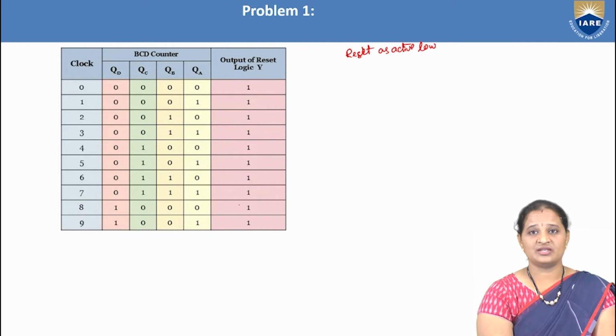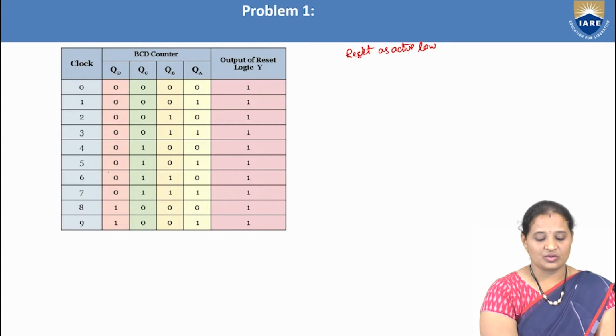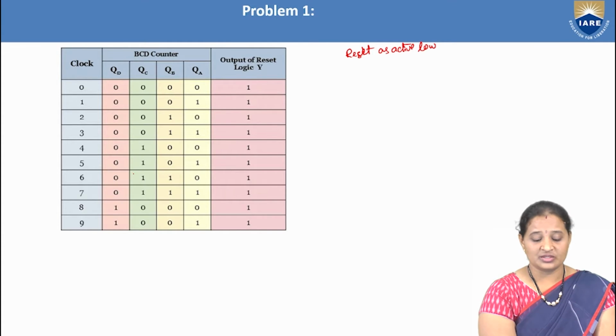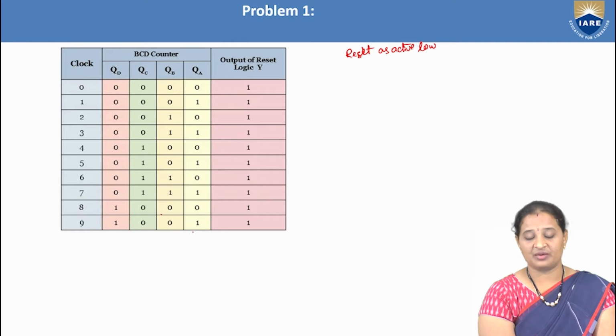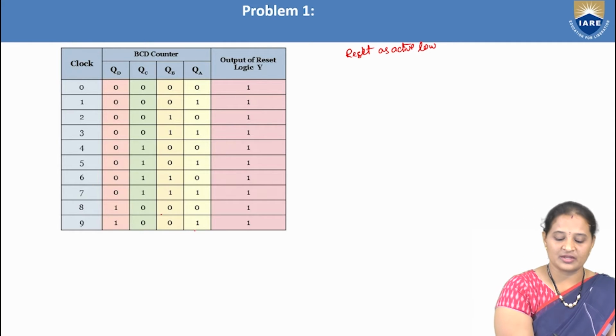As these are all the valid states, I am considering the reset input as 1 here. So next 0, 1, 0, 0, 0, 1, 1, 0. At the next clock pulse, the state becomes 0, 1, 1. For the next clock pulse, the state becomes 1, 0, 0. And for the next clock pulse, the state becomes 1, 0, 0, 1 and the reset input is 1.